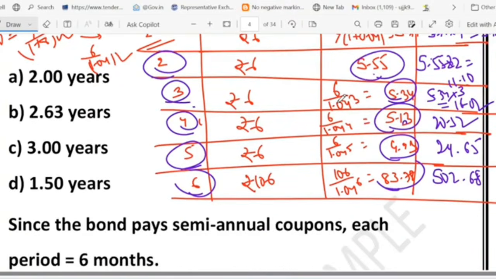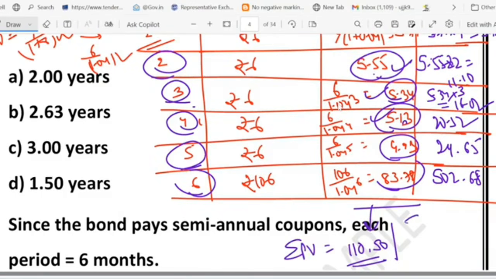Now as you can see, if you add all these present values, 5.55, 5.34, 5.13, and the rest, you will get a total present value of 110.50. This is the total present value, or we call it summation of PV. And if we calculate summation of PV into T, if you add all of them, how much will you get?